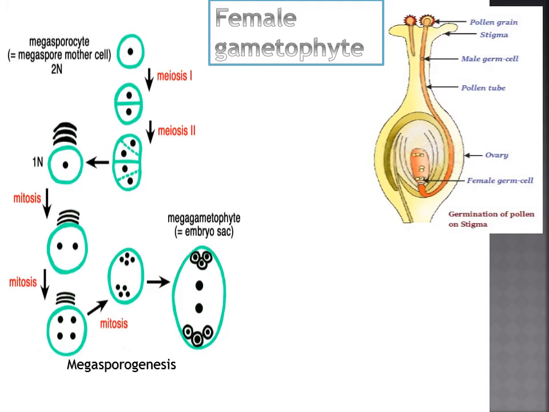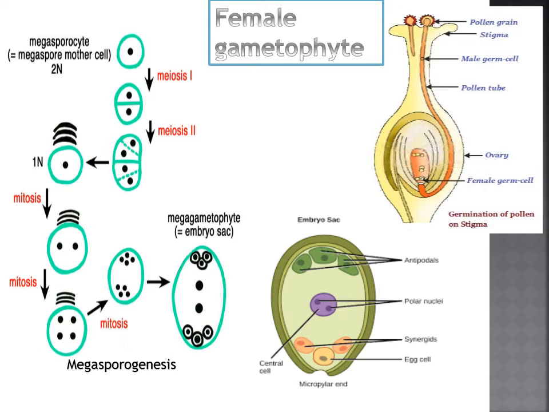Here in the diagram you can see that the pollen grains enter the embryo sac and fuse with the egg cell. In this diagram you can see 3 antipodal cells are present at the chalazal end, 2 synergids and 1 egg cell are present at the micropylar end, and at the center 2 polar nuclei with central cell are present.